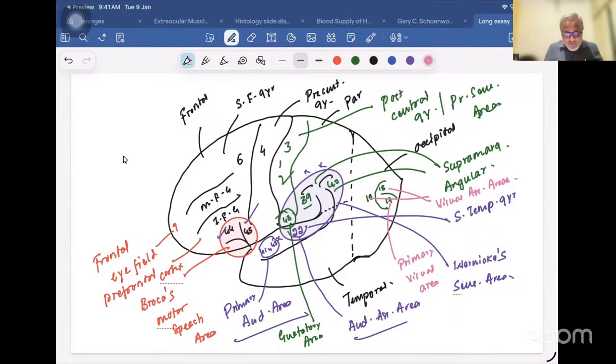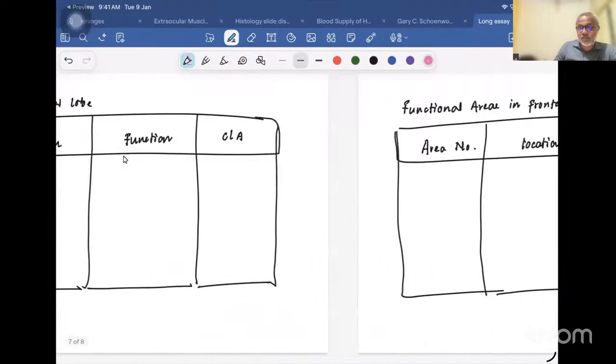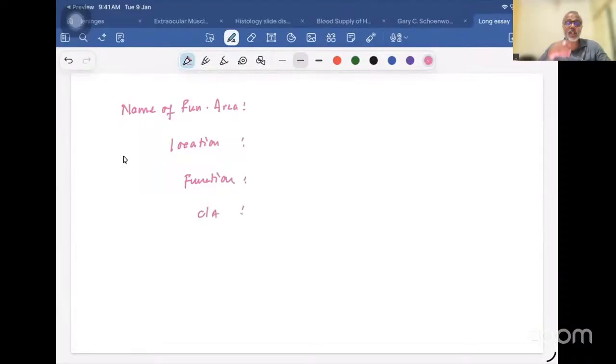Now, if functional areas of the brain is asked, this is how you should describe the functional areas in the superolateral surface. Again, I'll repeat, you can do this table where we learned about how to answer it. Or the other way is, for example, write the name of the functional area, then mention its location, then mention its function, and then mention its clinical anatomy. In this way, your answer will also look more voluminous.